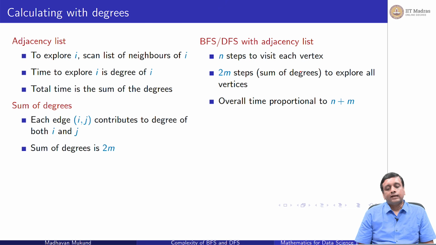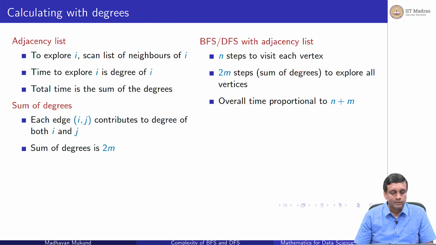So now we can see that if you have BFS or DFS with an adjacency list, then you take n steps to visit each vertex, and then across the n vertices, you take the sum of the degrees, or 2m steps, to explore all of them, right? So the time that you spend overall is proportional to n plus m. You have to visit all the vertices because, for instance, if the entire graph is disconnected and there are no edges at all, m is 0, but it doesn't mean that you will finish your DFS or BFS in 0 time. You have to visit all the n vertices.